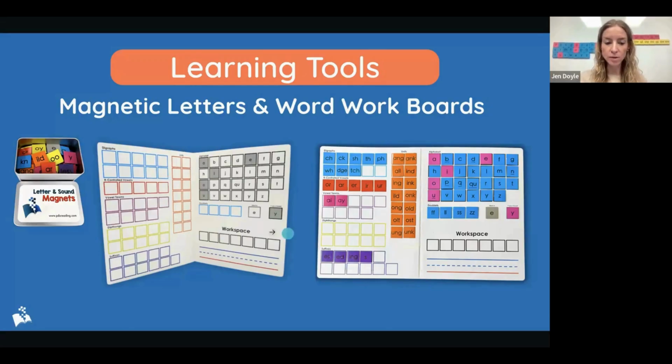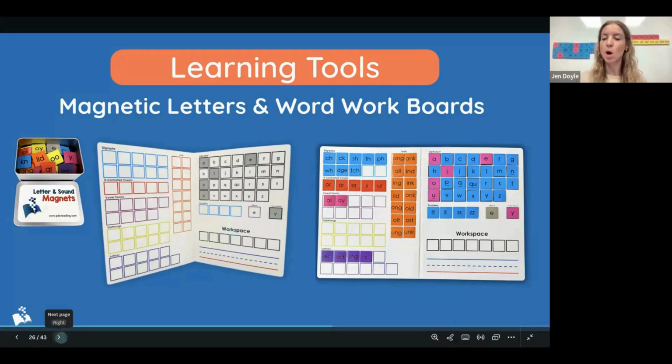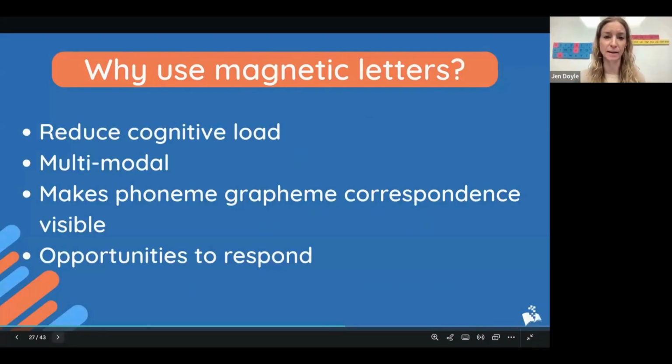What's also really important to remember and think about is, why is this even a valuable tool? Why use magnetic letters? Well, it's for several different reasons. The first is that it really reduces cognitive load. That means a reader or student doesn't have to think about those graphemes or how to put them together, because when we have it on the board, it's all right there in front of them. They don't have to recall from memory all the different ways to spell a certain sound. It's right there in front of them.